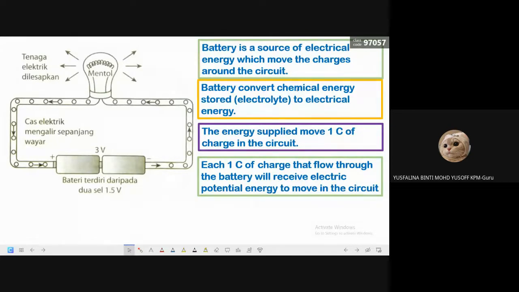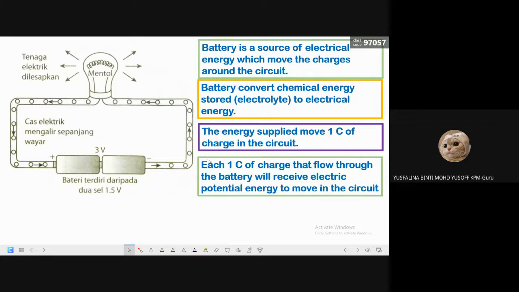The battery converts the chemical energy stored. Inside the battery, you know there is electrolyte, which consists of chemical energy. That chemical energy will be turned into electrical energy. So the energy supplied moves 1 coulomb of charge in the circuit, meaning 1 coulomb of charge is moving around the circuit.